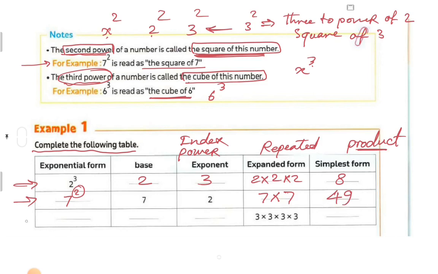Last one, here we have blanks. The expanded or repeated form is 3 by 3 by 3 by 3. How many 3s here? We have four 3s. So 3 is the base and 4 is the power. Base 3, power 4. For the simplest form or the product, 3 by 3 equals 9, 9 by 3 equals 27.